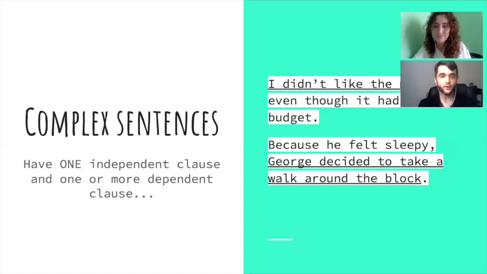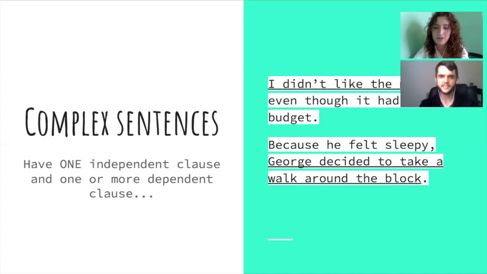So a form of sentences that is a little more advanced and a little more developed are called complex sentences. Complex sentences are more advanced than simple sentences because even though they have one independent clause, they also have one or more dependent clauses. We're going to take a look at two sentences so that we can see where's the one independent clause and where's the one or more dependent clause.